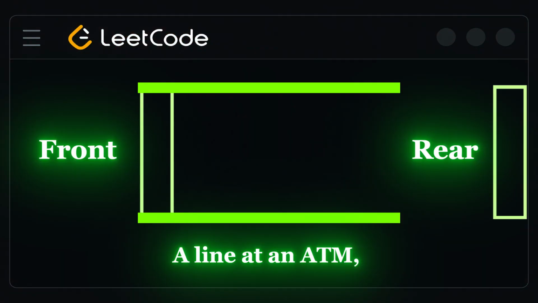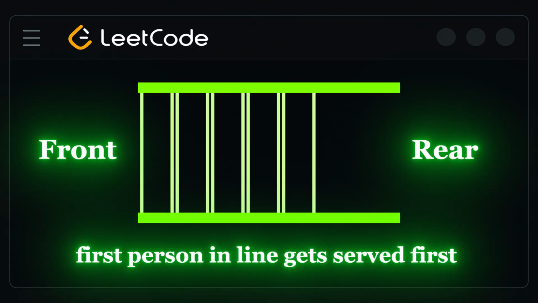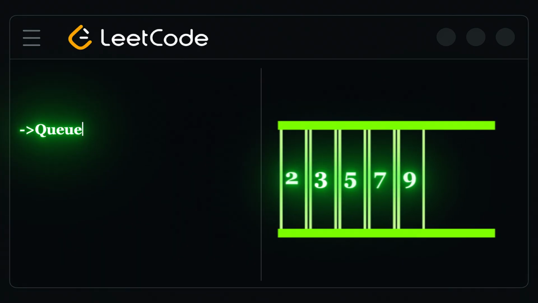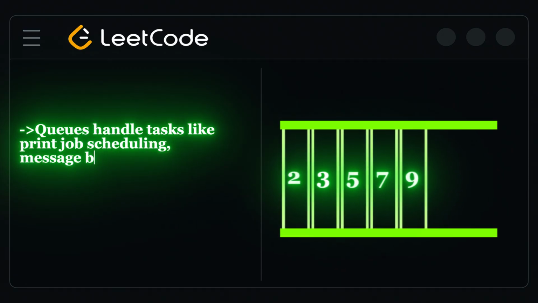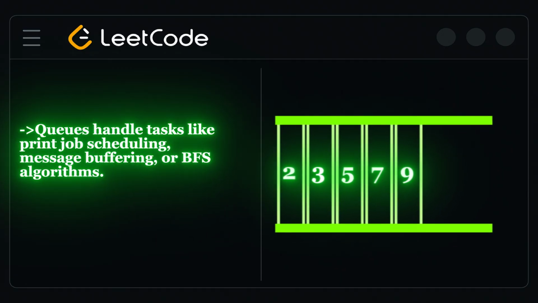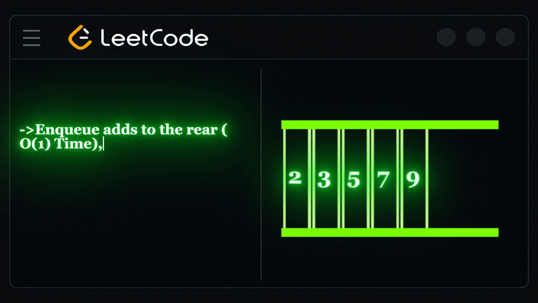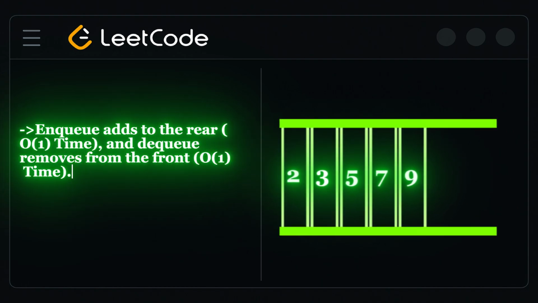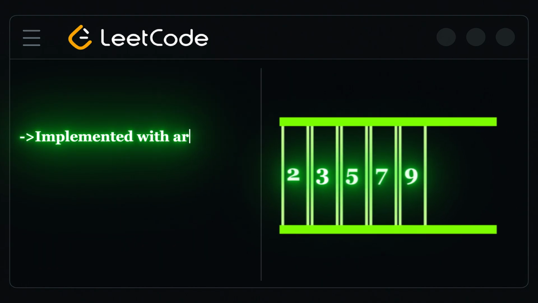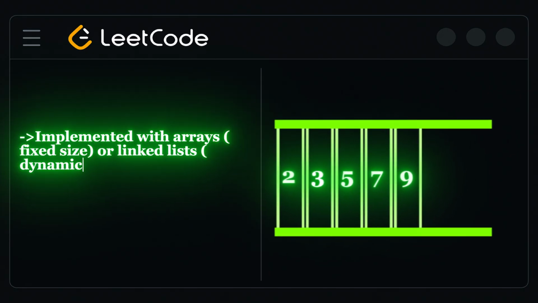Queue. A line at an ATM, the first person in line gets served first, first in, first out. Queues handle tasks like print job scheduling, message buffering, or BFS algorithms. Enqueue adds to the rear, O(1) time, and dequeue removes from the front, O(1) time. Implemented with arrays, fixed size, or linked lists, dynamic.